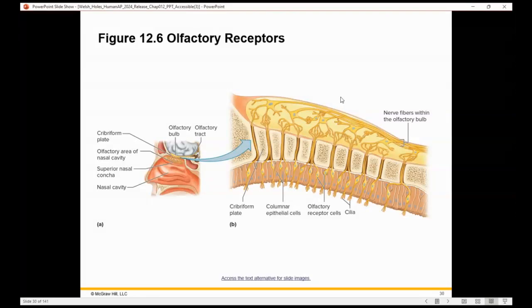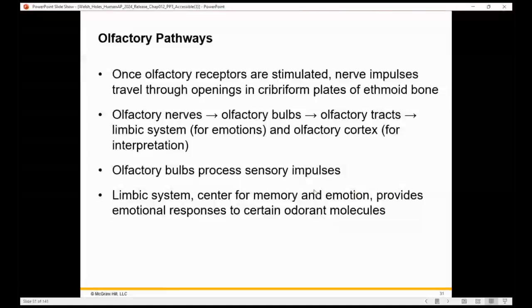This figure shows you the olfactory receptors. Once olfactory receptors are stimulated, the nerve impulses travel through the openings in the cribriform plates of the ethmoid bone. It goes from the olfactory nerves to the olfactory bulbs to the olfactory tracts, then to the limbic system for emotions and the olfactory cortex for interpretation. Olfactory bulbs process sensory impulses. The limbic system, which is a center for memory and emotion, provides emotional responses to certain odorant molecules.